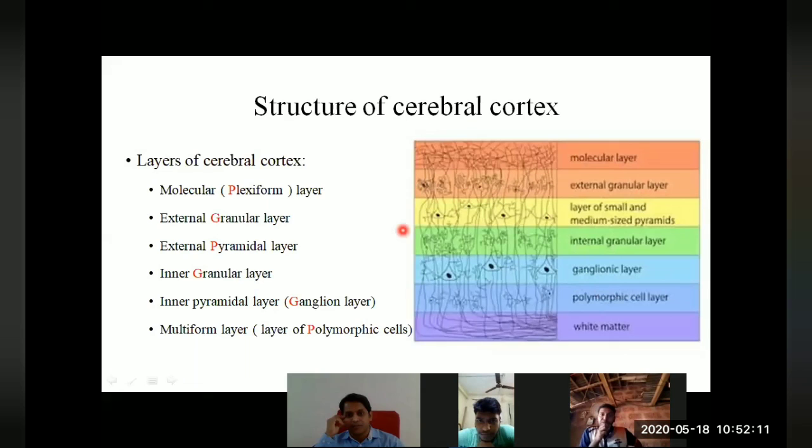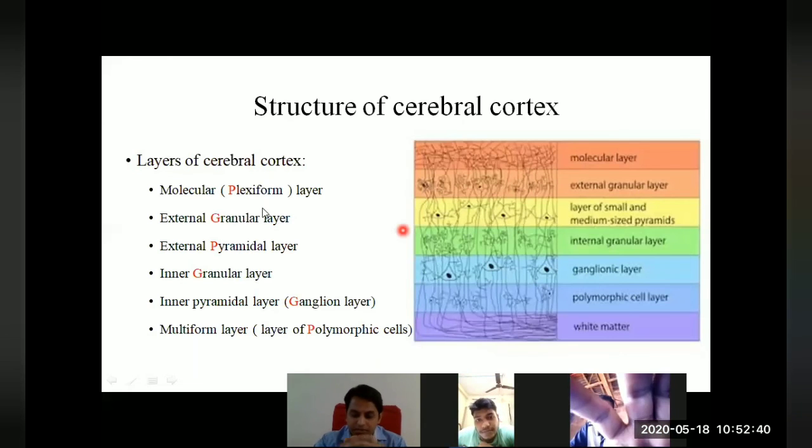Now, how to remember the names of these layers? I have highlighted the letters P, G, P, G, G, P. It's like you try for PG, again you try for PG, and you don't get any PG, then you do GP, general practice. So it's the mnemonic for it. Plexiform layer, granular layer, pyramidal layer, granular layer, ganglionic layer, and polymorphic cells. And then goes the white matter. This is all about the external features of the cerebral cortex, so we'll end with this topic.